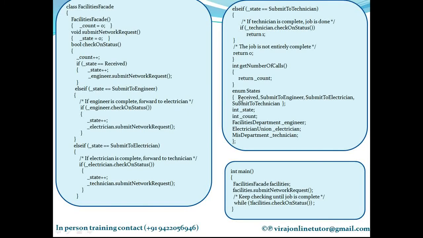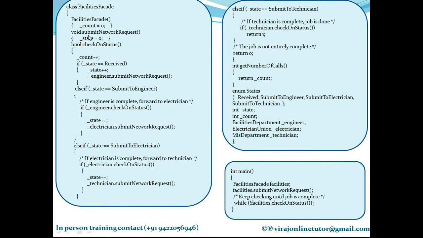So when I get a request, initially I will go to received state. Then I will go to submit to engineer. Once the engineer completes processing that request, I will submit it to electrician. Once electrician completes processing, I submit it to technician. And once technician completes processing, we are done. Hip hip hooray. So now let's see how I do that.